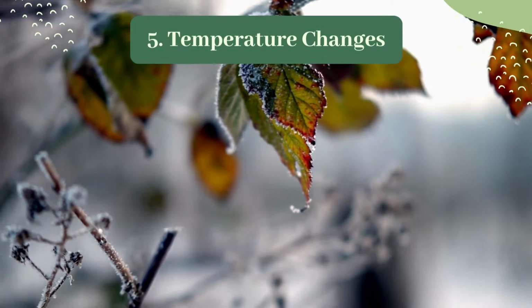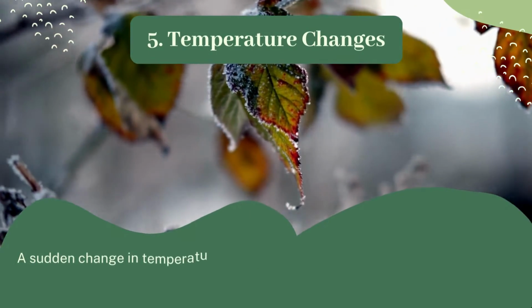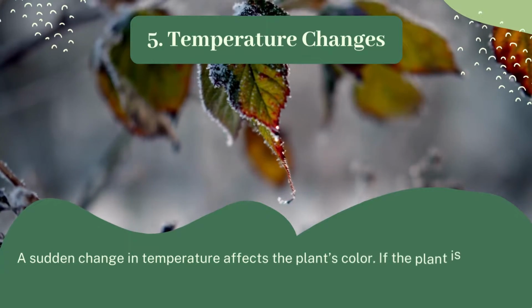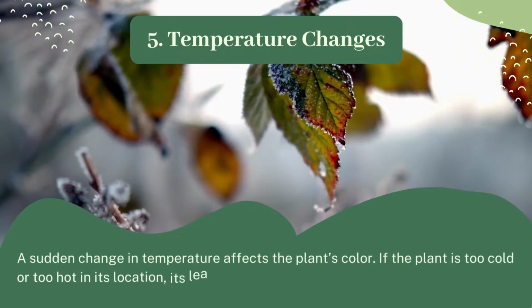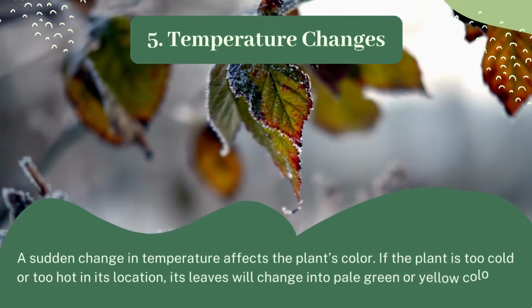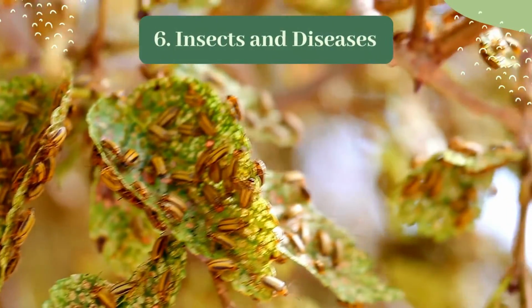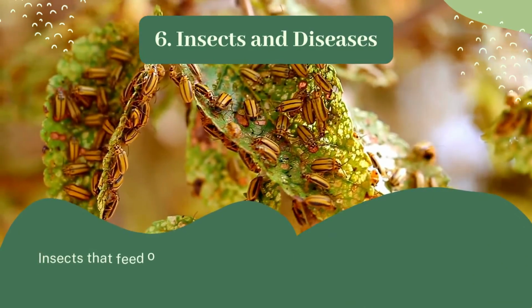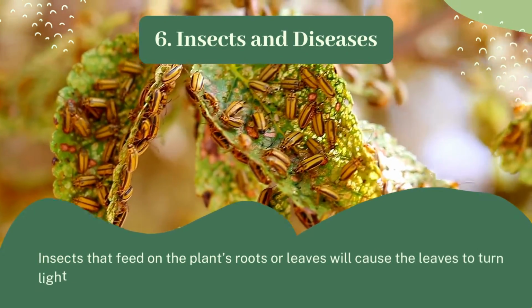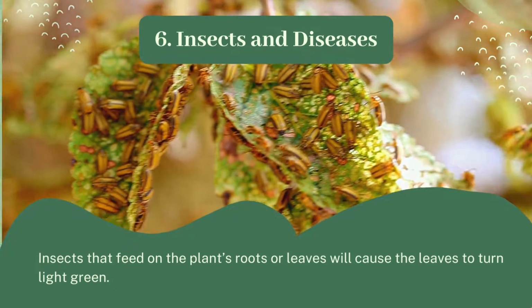5. Temperature changes. A sudden change in temperature affects the plant's color. If the plant is too cold or too hot in its location, its leaves will change into pale green or yellow color. 6. Insects and diseases. Insects that feed on the plant's roots or leaves will cause the leaves to turn light green.